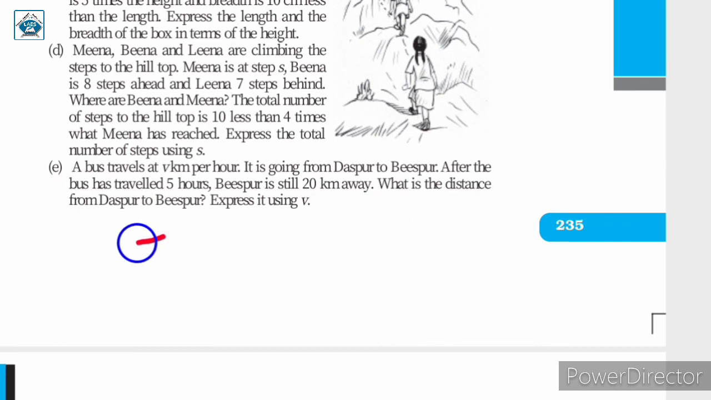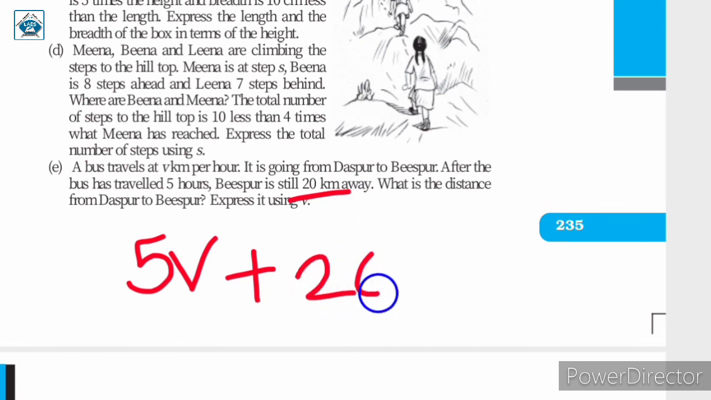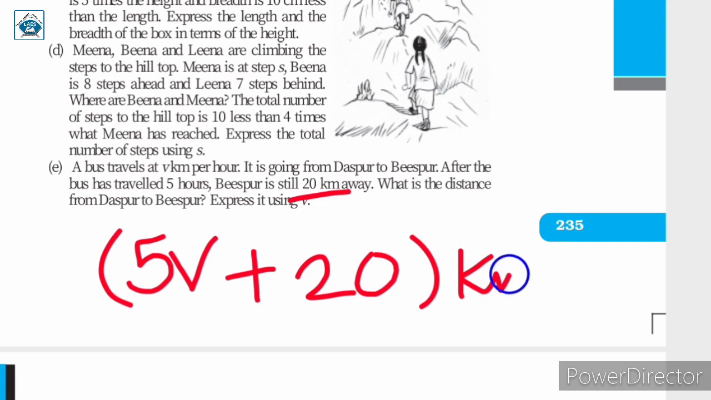That is, after 5 hours the distance traveled was 5v and it is still 20 kilometers away, meaning we have to go 20 kilometers further. So it is plus 20 kilometers. So this is the distance from Daspur to Bispur, which we have expressed using the variable v.